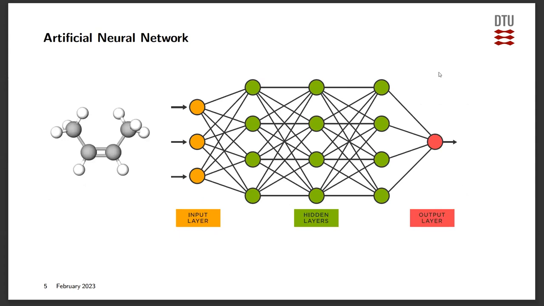So this is a depiction of a neural network. They usually work with only vector inputs. So we have some vector that we put in, and we have some weights on some parameters on all the connections, and we get some scalar output in the end.